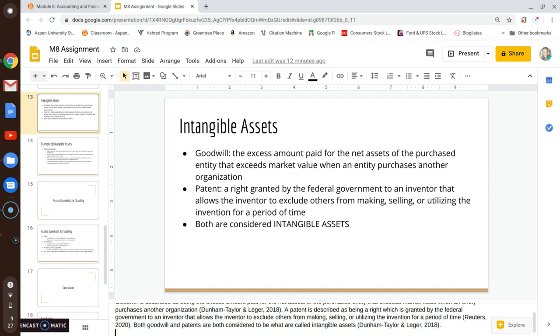A patent is described as being a right which is granted by the federal government to an inventor that allows the inventor to exclude others from making, selling, or utilizing the invention for a period of time. Both goodwill and patents are considered to be what are called intangible assets.